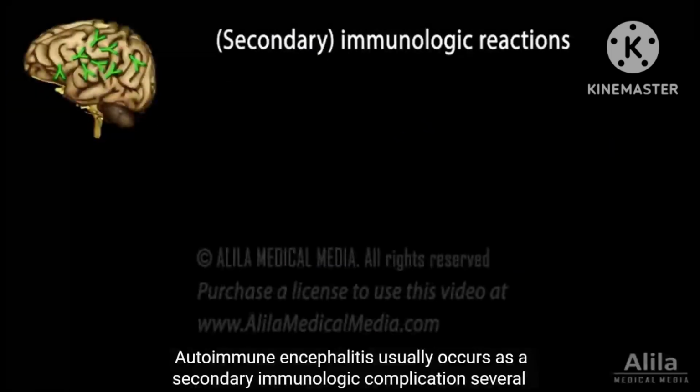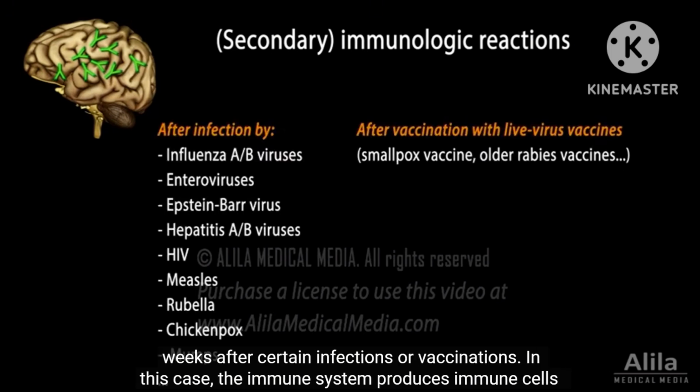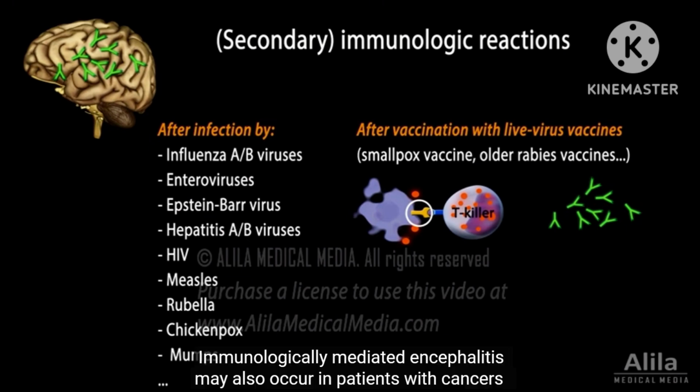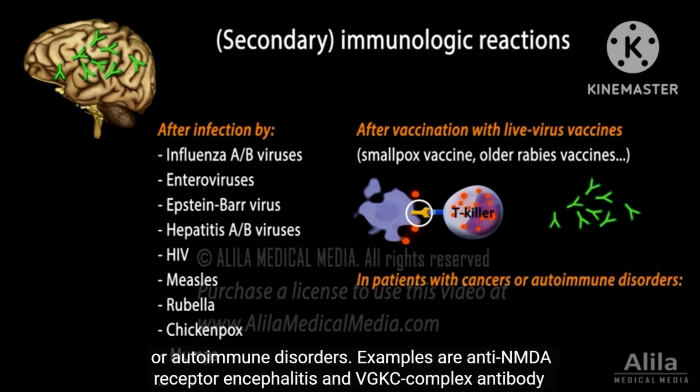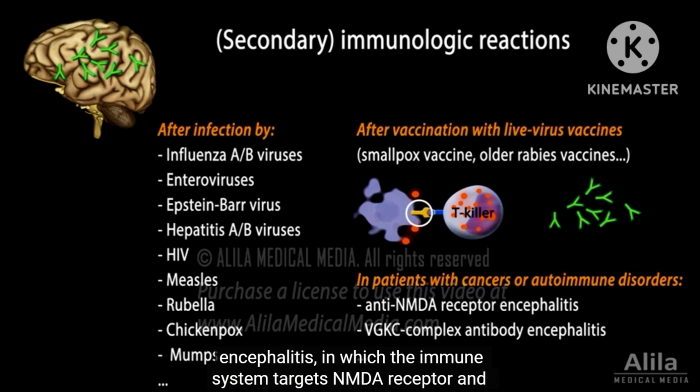Autoimmune encephalitis usually occurs as a secondary immunologic complication several weeks after certain infections or vaccinations. In this case, the immune system produces immune cells or antibodies against some brain proteins that resemble the proteins of the infectious agent. Immunologically mediated encephalitis may also occur in patients with cancers or autoimmune disorders. Examples are anti-NMDA receptor encephalitis and VGKC complex antibody encephalitis, in which the immune system targets the NMDA receptor and VGKC protein complex, respectively.